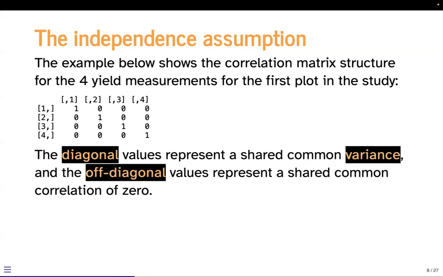So again, the diagonal values represent a common variance, and it's one for every time that you have the same observation in the row and the column. And the off diagonal are the shared correlation, which is zero. That's the assumption.